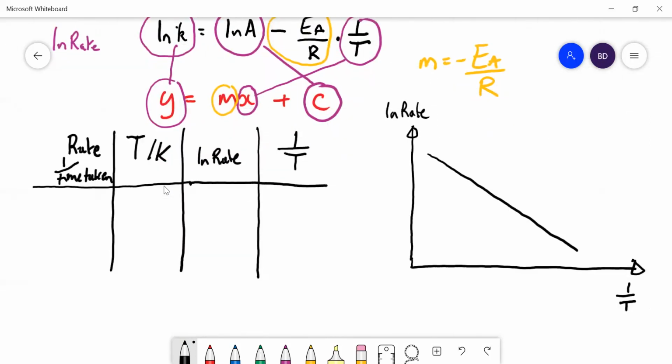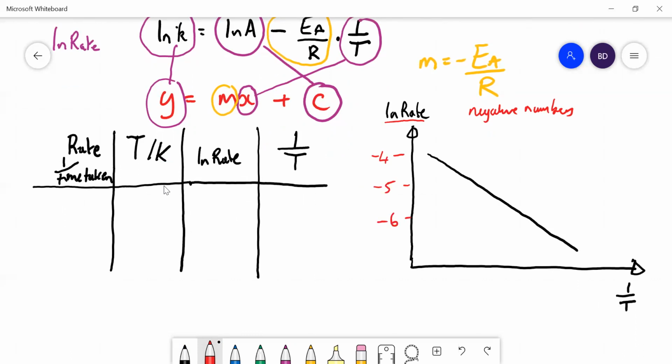Then once you've plotted that, again, you really do have to be careful because very often these ln rates are negative numbers. So you have to make sure that your scale is the right way up, and you remember that -4 is actually bigger than -5, not the other way around.